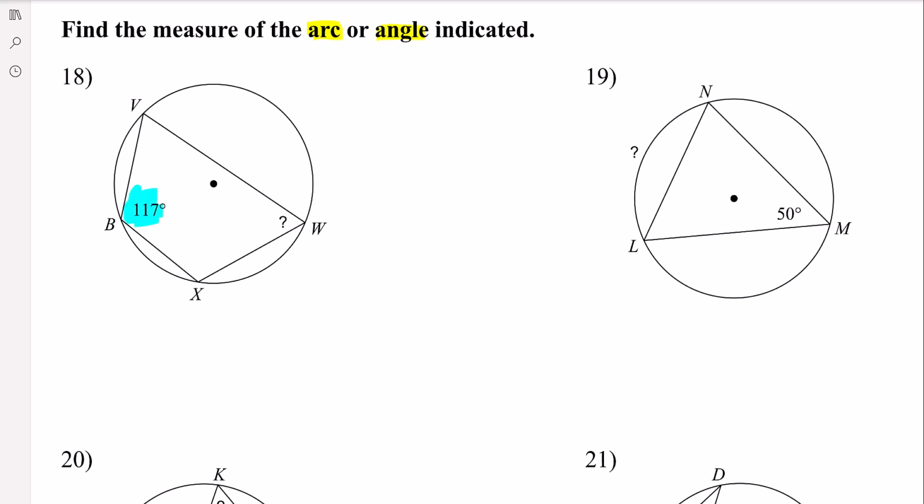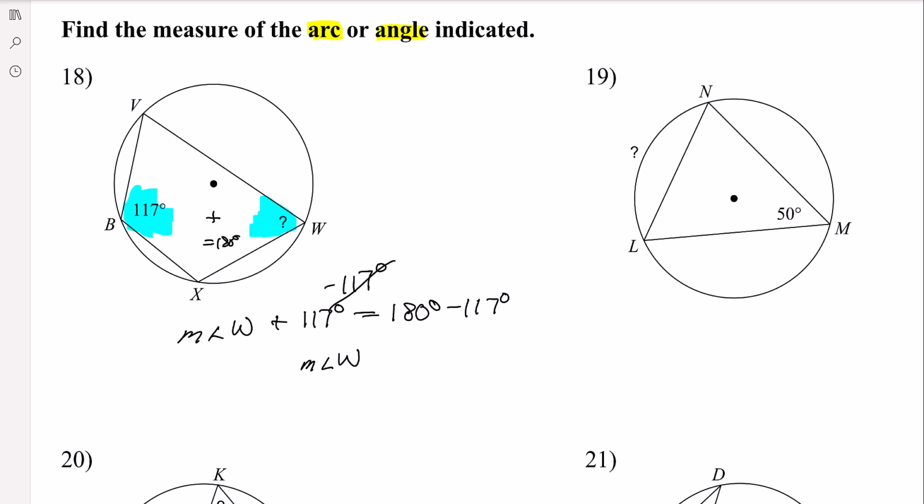this angle and this angle add up to a measure of 180 degrees. So if you know that those two, when you add them together, equal 180, let's call this angle W. So the measure of angle W plus 117 degrees is equal to 180 degrees. Well, then we just subtract 117 from both sides, and we get the measure of angle W in degrees is equal to 63 degrees. That's it.